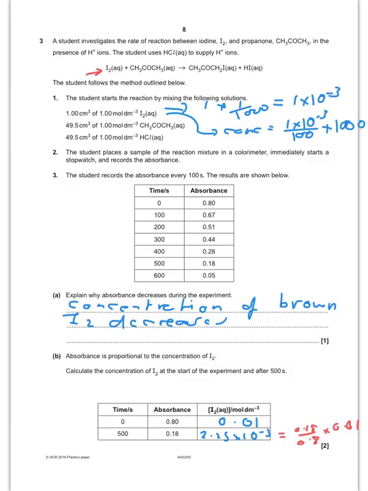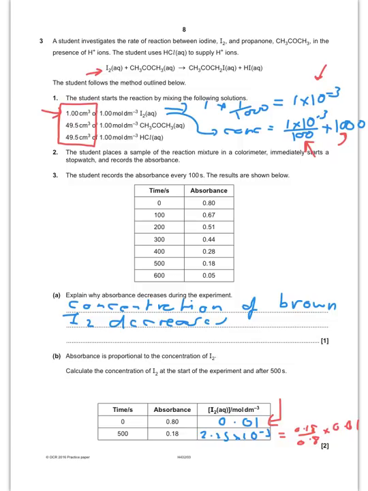So to calculate at the start, I'm going to use this. It tells me I start off with 1 centimetre cubed of 1 mole per decimetre cubed iodine. So that means I have 1 times 10 to the minus 3 moles of iodine, but the total volume here is 100. So I have 1 times 10 to the minus 3 moles in 100 centimetres cubed. I times it by 1000 to get that into moles per decimetre cubed. So my initial concentration of iodine is 0.01.